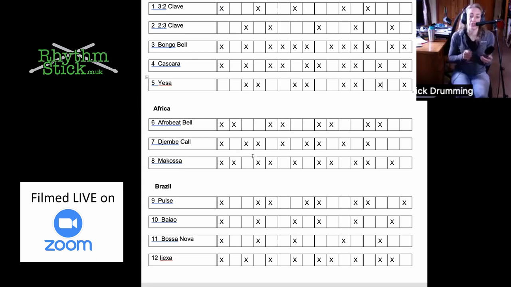Okay, let's try Bossa Nova, which is tricky. Here we go. It's got the same 3 at the beginning as the one above. And the ending's a bit weird. One of my favorites though.